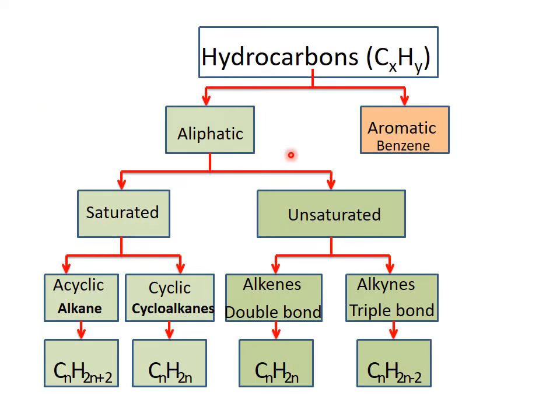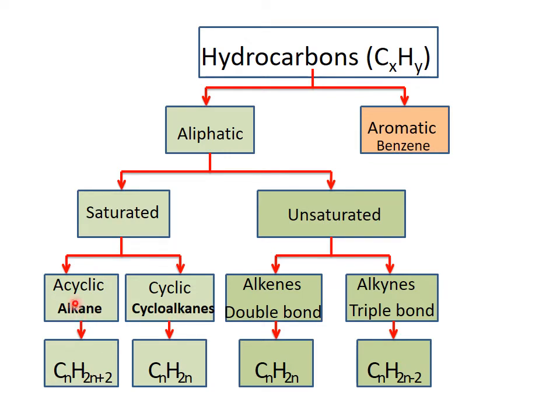Here we have a chart representing the classes of hydrocarbons. First, hydrocarbons are classified into two categories, aliphatic and aromatic. Aromatic are represented by benzene. Aliphatic hydrocarbons are classified into two types, saturated and unsaturated hydrocarbons. Saturated hydrocarbons are alkanes and cycloalkanes.